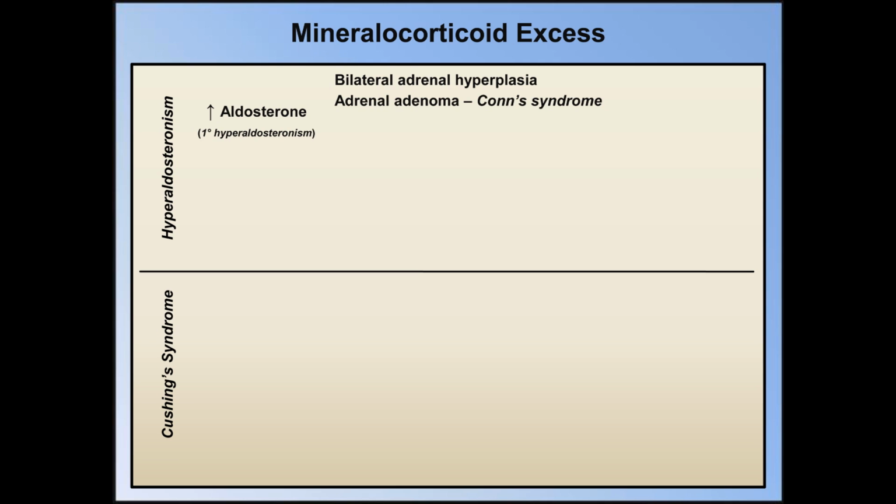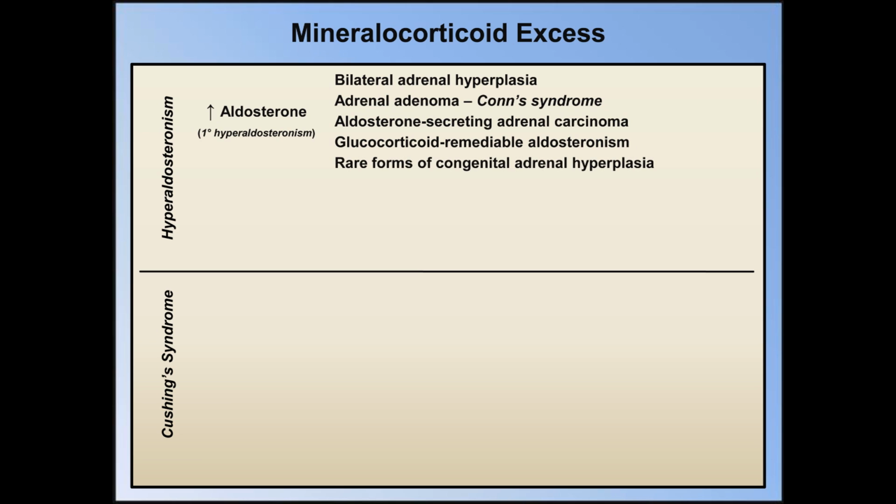Other more rare causes of primary hyperaldosteronism include an aldosterone-secreting adrenal carcinoma, a rare genetic disorder called glucocorticoid remediable aldosteronism, in which exogenous corticoids such as prednisone will paradoxically correct hypertension, and finally a number of rare forms of congenital adrenal hyperplasia, the details of which are fascinating to pediatric endocrinologists, but which are well beyond the scope of this talk.